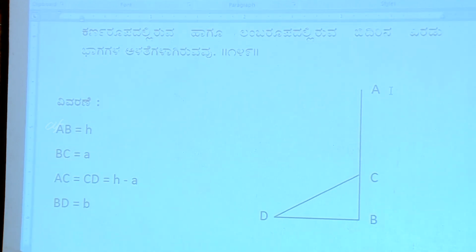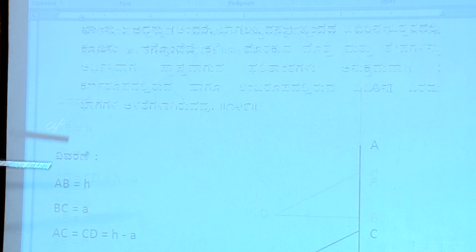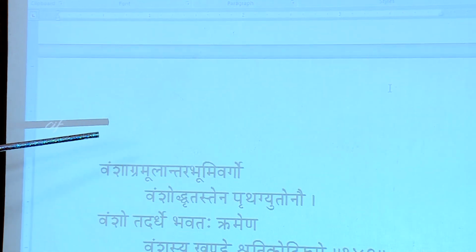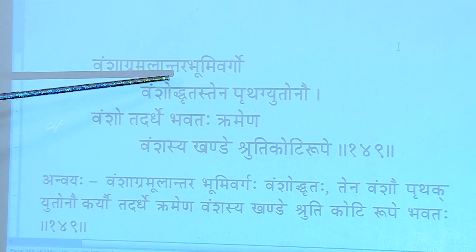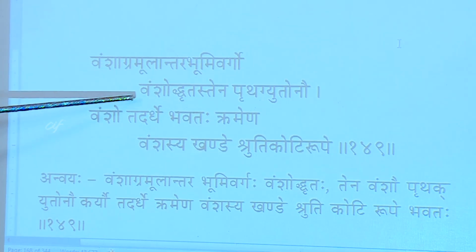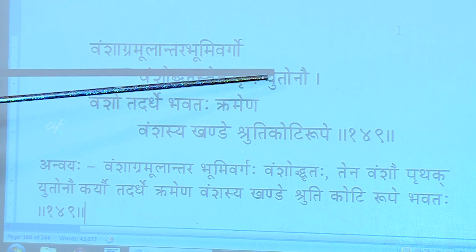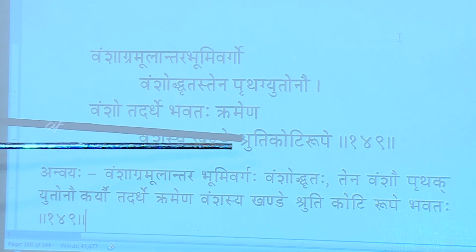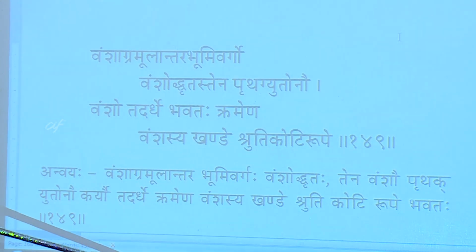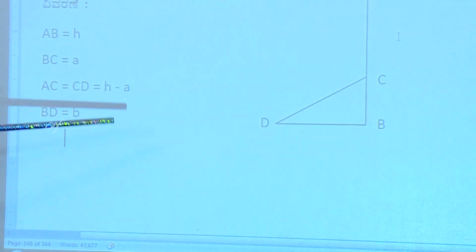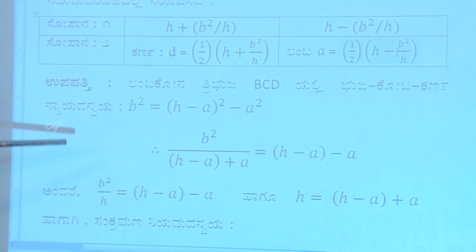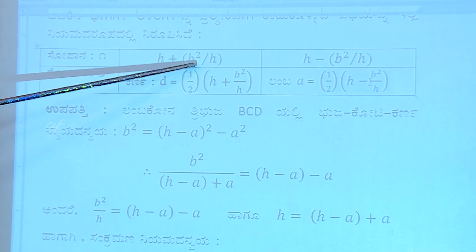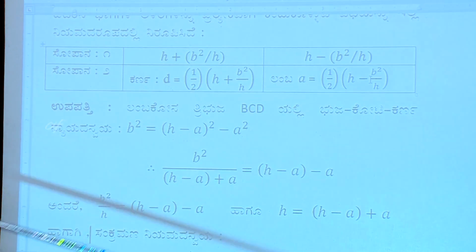He gives a rule for it. वंशाग्र मूलांतर भूमि वर्गौ वंशो धृतस्तेन पृथग्युतो नौ वंशो तदर्धे भवतः क्रमेण वंशं से खंडे श्रुतिकोटि रूपे. और इसको इक्वेशन और फर्स्ट क्या करना है, h plus b square by h, minus b square by h as stated.